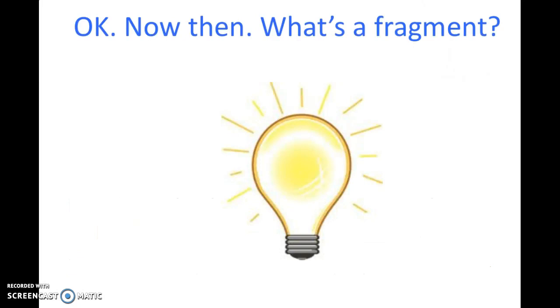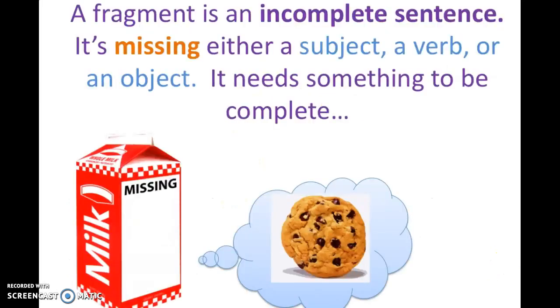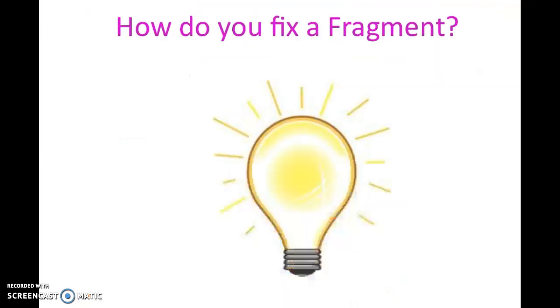Now, what's a fragment? A fragment is an incomplete sentence. It's missing either the subject, the verb, or the object. So instead of the fragment having too many parts, it's not enough parts. It doesn't qualify to make a sentence without having a subject, a verb, or an object. It needs something to be complete.